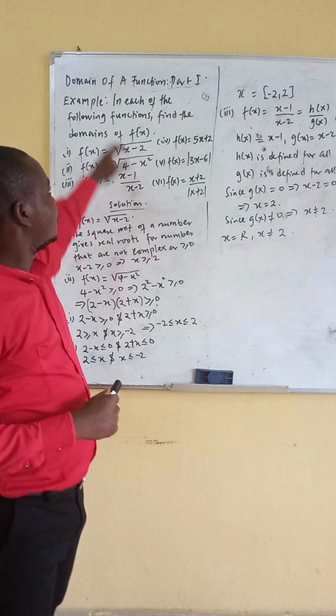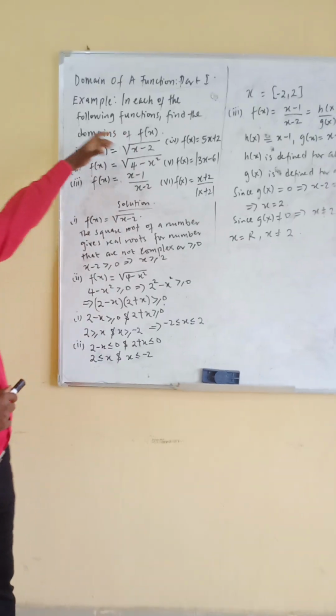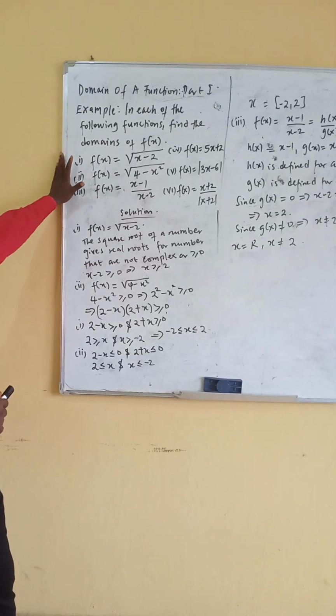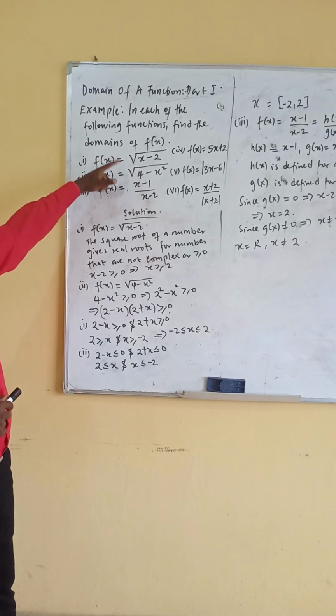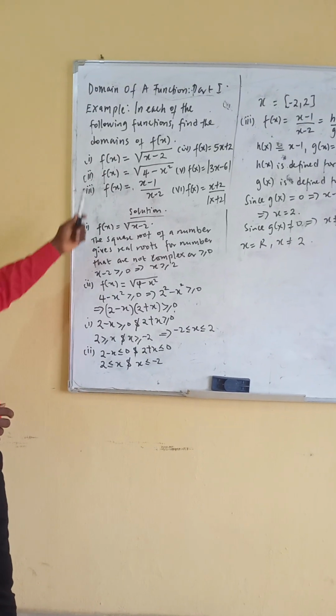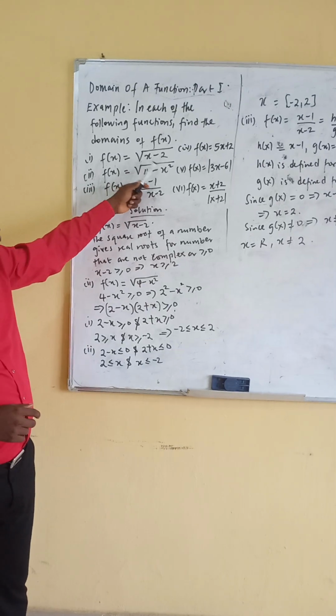Today we'll be looking at the domain of a function. Part 1. In each of the following functions, find the domain of f of x. f of x is defined by root x minus 2.